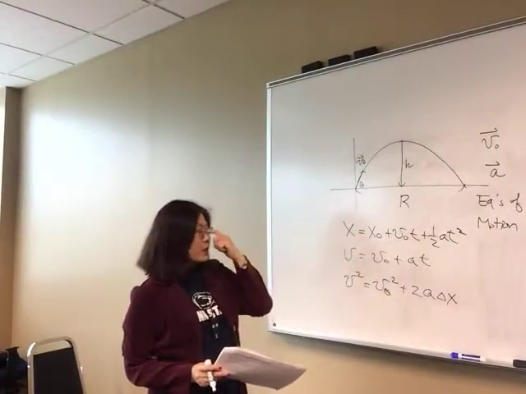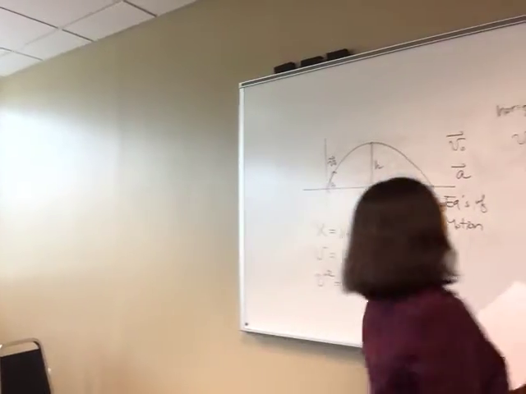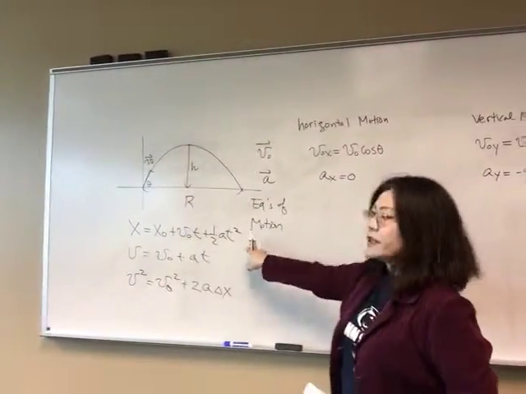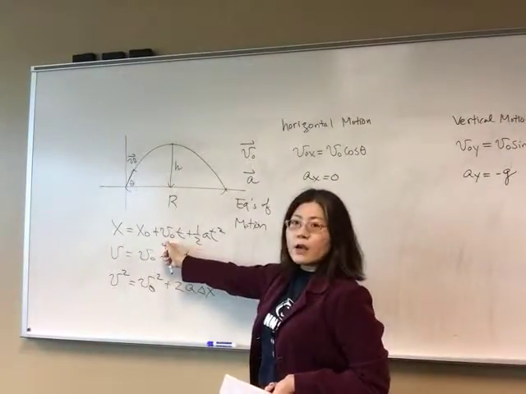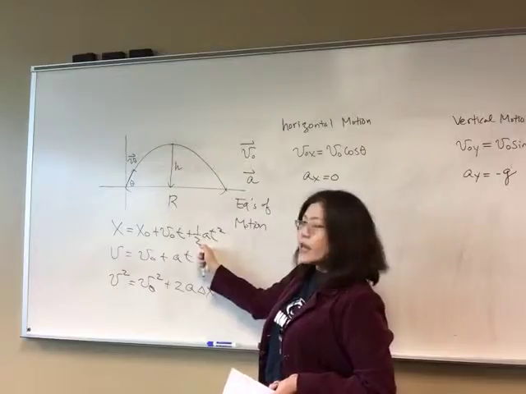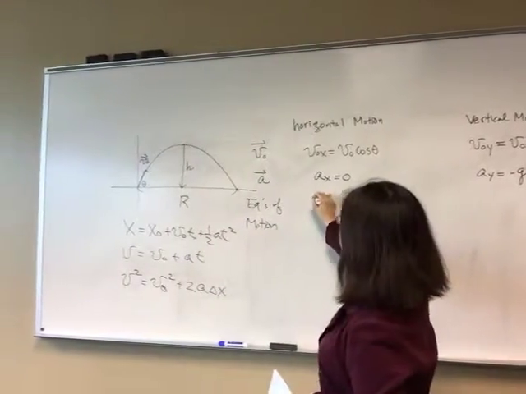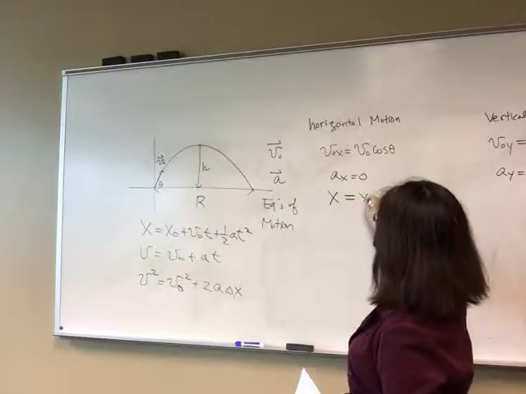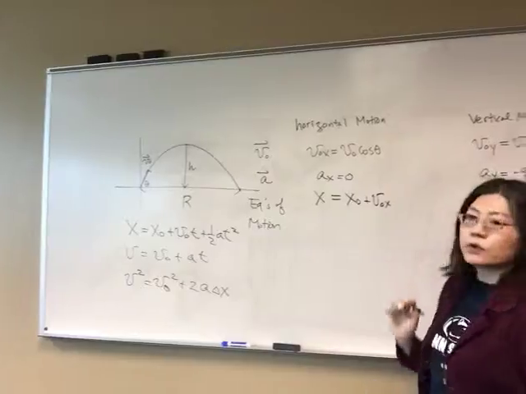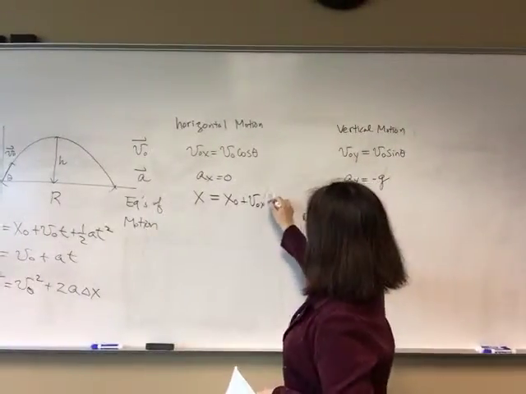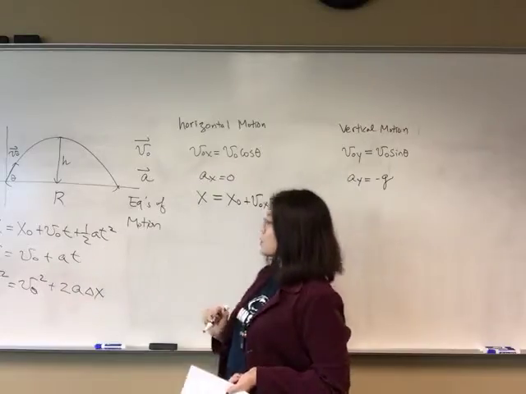Now let's apply these equations to projectile motion. In the first equation, we can see that our v naught here becomes v naught x, and our a here is 0, so you don't have that term. So what you have here is that your x, the final position, is equal to initial position plus initial velocity in the horizontal direction times time. You don't have the last term because there's no acceleration in the horizontal direction.